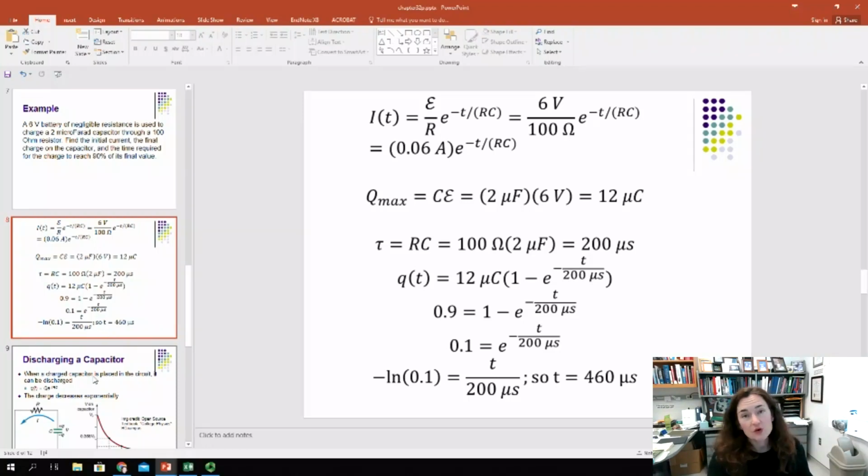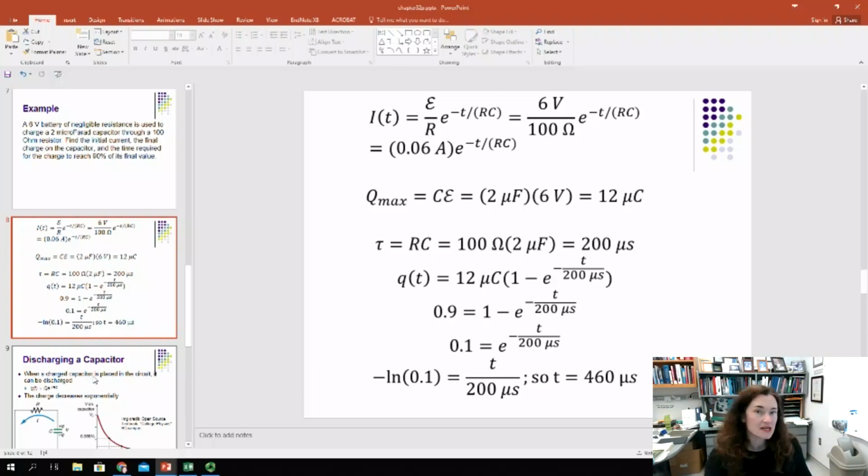Okay, well, we want to charge it to 90% of our max charge. So to do that, you're going to divide both sides by the max charge. So if you have 90% of the max value, then whatever your charge is at that time divided by 12 microcoulombs has to equal 0.9 because it's 90% of the max. So I just divided out by that 12 and then called the stuff on the left-hand side 0.9 because it's 90% of your max. That would then equal 1 minus e to the minus t over 200 microseconds.